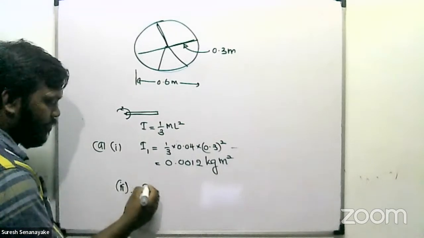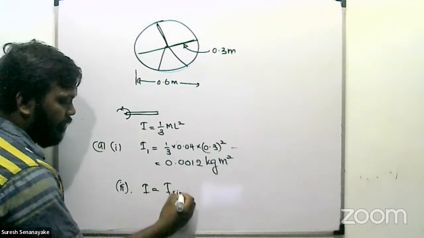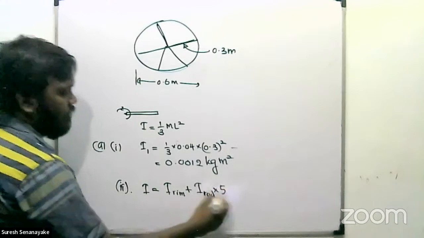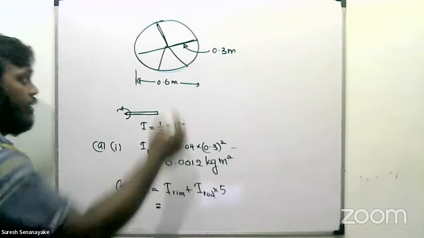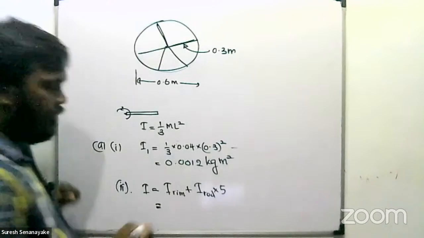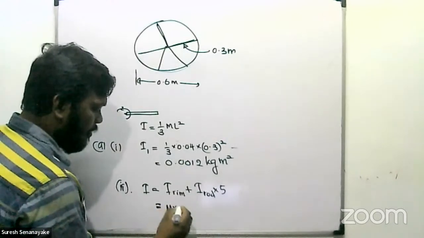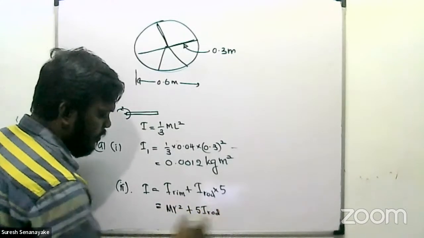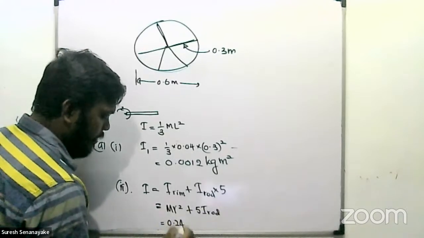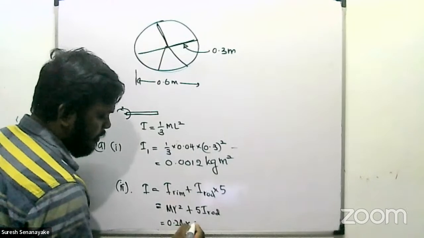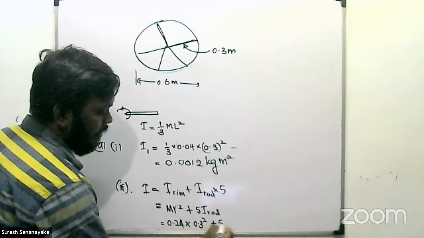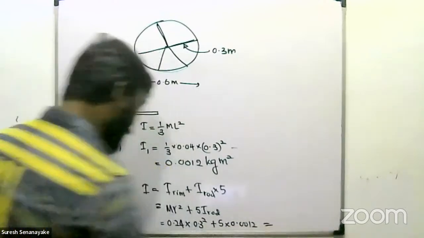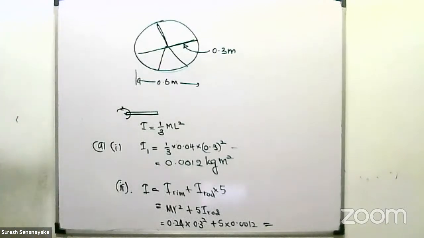Okay, then the total moment of inertia is the moment of inertia of the rim plus the moment of inertia of one rod multiplied by 5 because the 5 rods are there. And the rim is a ring, so you can write the moment of inertia of a ring as m r square. And this 5 rod, you already know that. I'll write this way, then we substitute the values. The mass of this rim is 0.24 kilogram. The radius is 0.3 squared, plus 5 times 0.0012. Okay. Then you can get the answer.